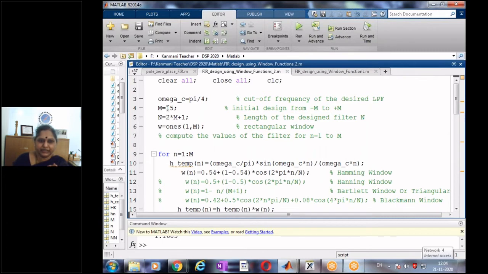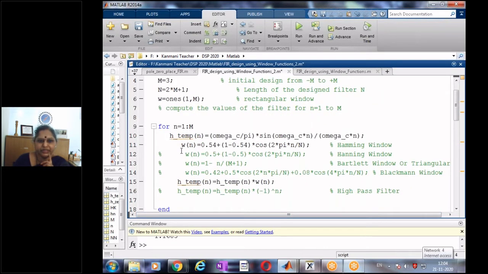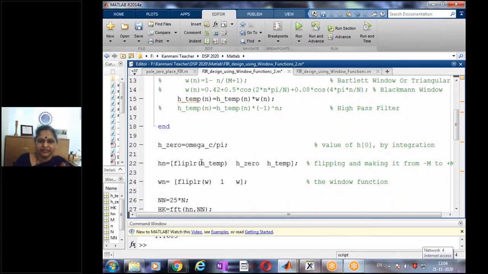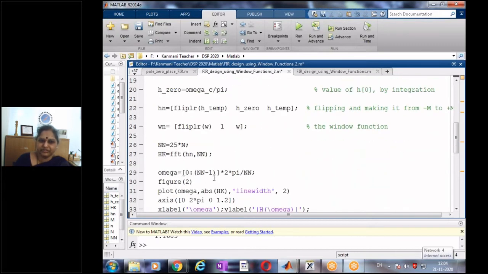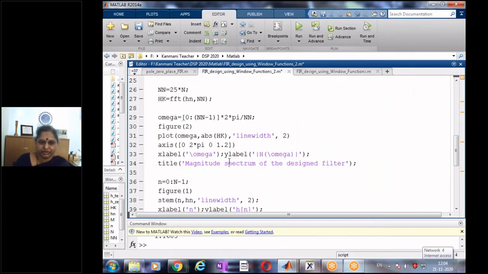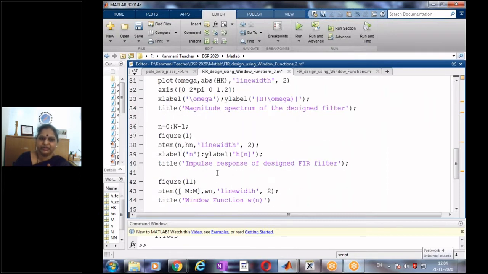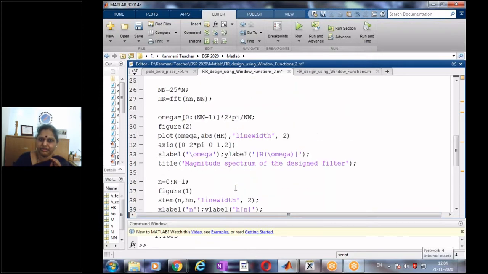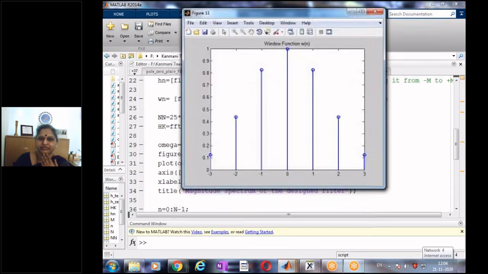Let me retain the same, M equal to 3, and the cutoff is the same. For multiplying by the Hamming window, we know that it is 0.54 minus 0.46 cos 2 pi n by N. Then I'm computing this h(n) and multiplying it by w(n), and otherwise all the other program is the same. I'm taking a large value, computing, and plotting the magnitude spectrum and the impulse response. I'm also including the plot of the window function. So let's run and see the program after I multiply by the window function.